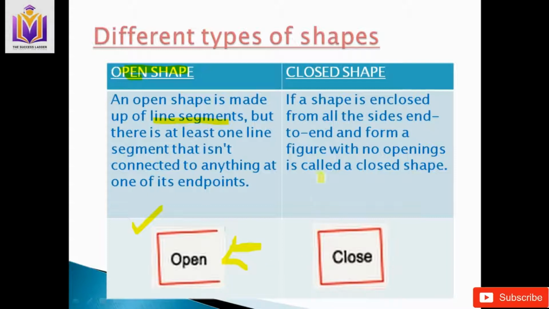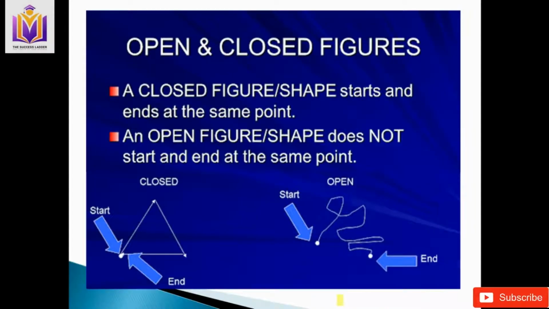And on the other hand, let us talk about closed shapes. A closed shape is the shape enclosed from all the sides. So the shape that is enclosed from all four sides, or whatever number of sides it has, that is fully closed end to end and forms a picture with no opening is called a closed shape. As you can see in this figure, the one below is an example of a closed shape. There is no such opening. In the first shape there is an opening on the right hand side, but here there is no such opening. The figure is fully closed. All the line segments are connected to each other. So this is the example of a closed shape.